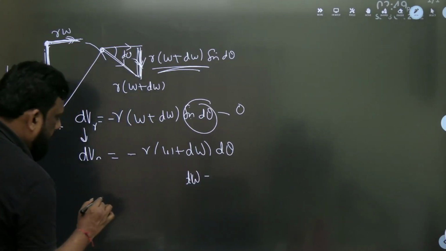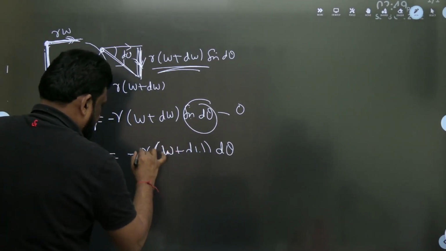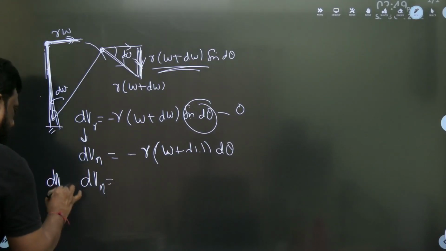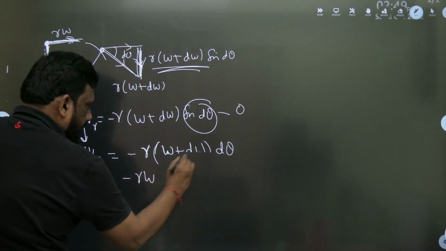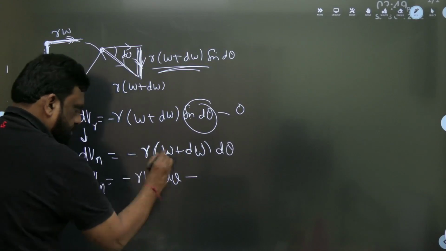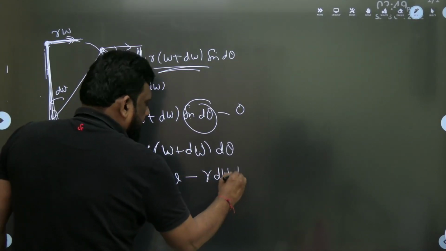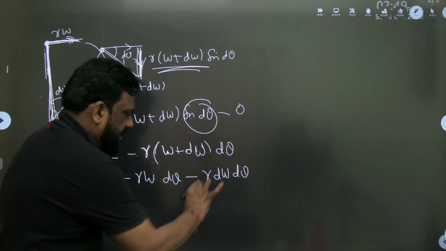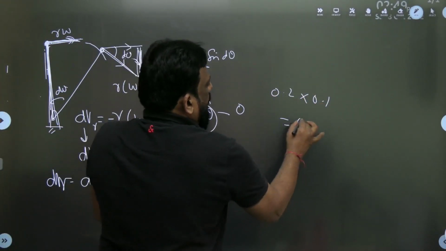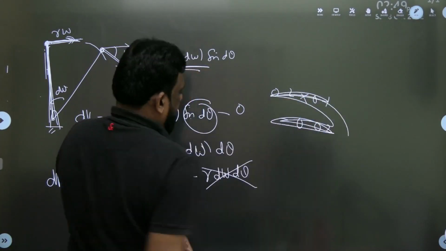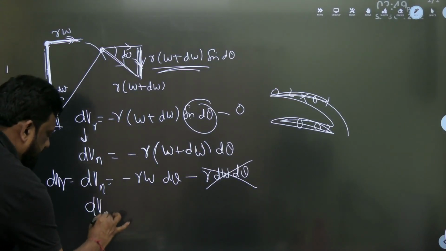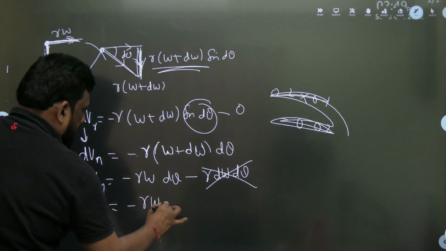Let me erase this. Right. So the change in velocity in the normal or radial direction is given by minus r omega d theta, minus r d omega d theta. Everyone knows d theta and d omega are very small. So the product of two small quantities, for example 0.2 into 0.1, is 0.02. So this is very small and neglected. Therefore the change in velocity is given by r omega d theta.